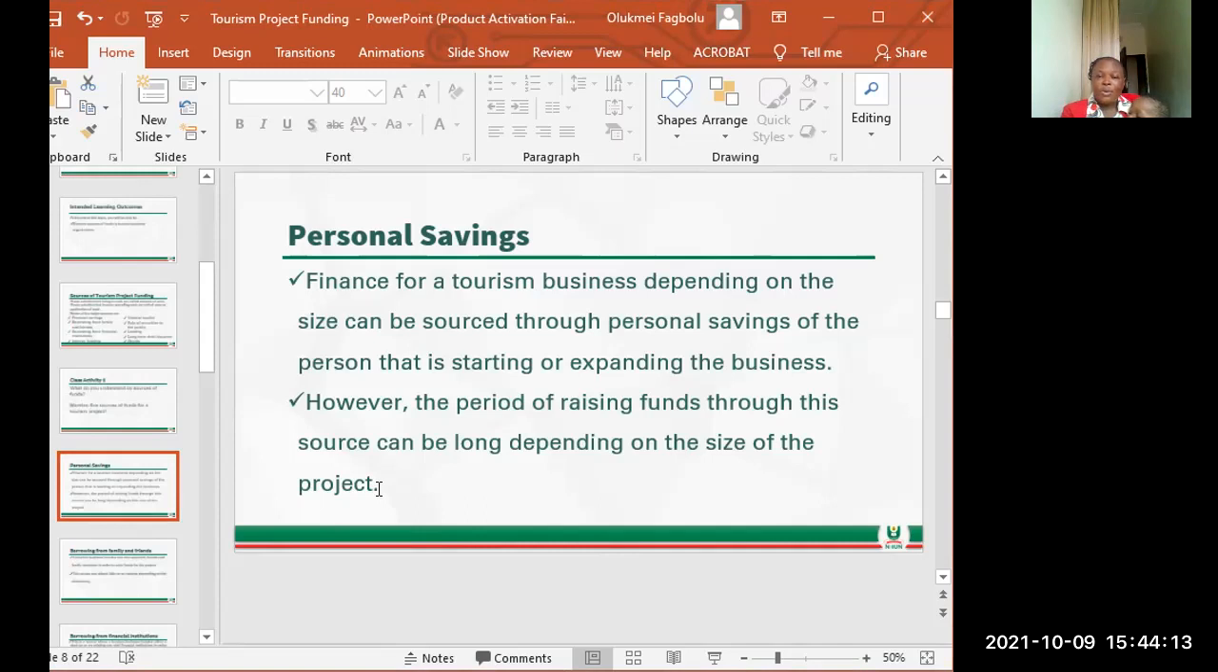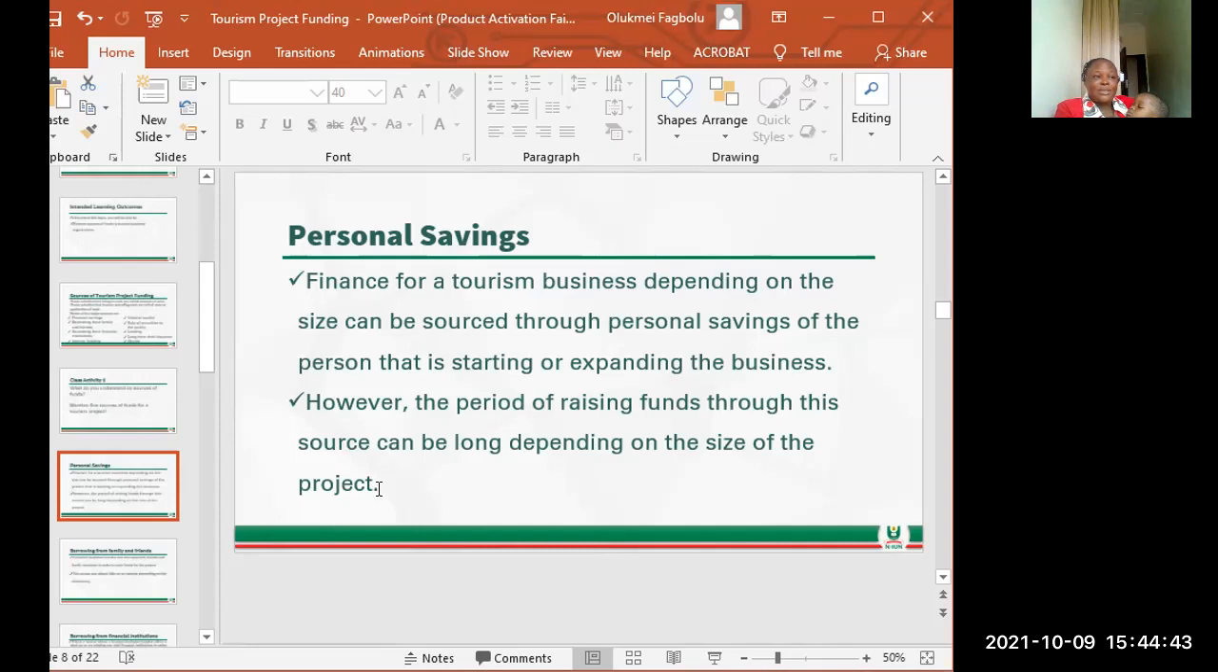However, as we know, if the project is big, personal saving might take a long time before we can save enough to actually commence the business. So personal saving, in my own view, is applicable to small businesses. You understand? Although it depends on the type of revenue you are making at present.